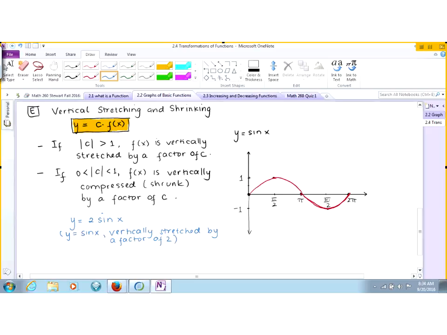Then what would you say is happening here? This is no longer 1, but 2. So the amplitude is increased, right? And this is no longer -1, but -2. So this one right here. So this is -2. So this is y equals 2 sine x. The blue one. So that one is y equals sine x.